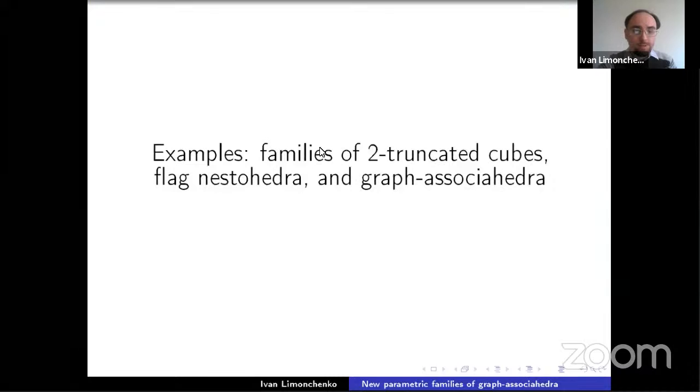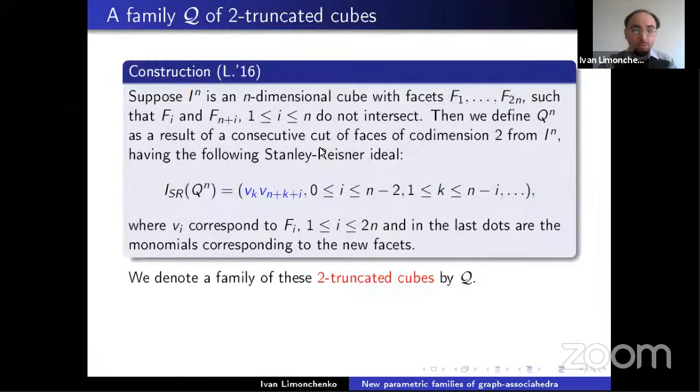And now, after these general settings, let me turn to concrete examples. Let me turn to the families of two truncated cubes, nestohedra and graph-associahedra. As we know, they include one another. So graph-associahedra are flag nestohedra, and flag nestohedra are two truncated cubes.